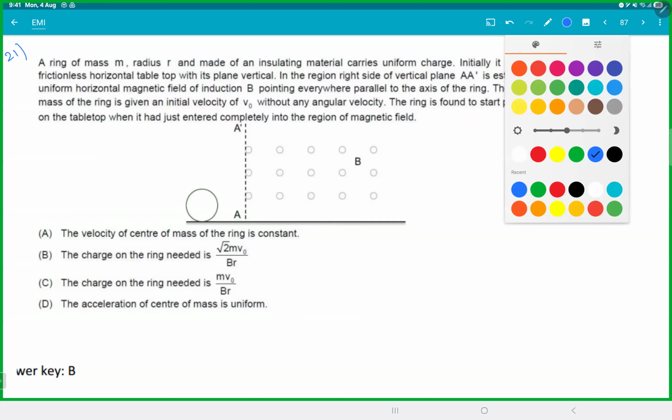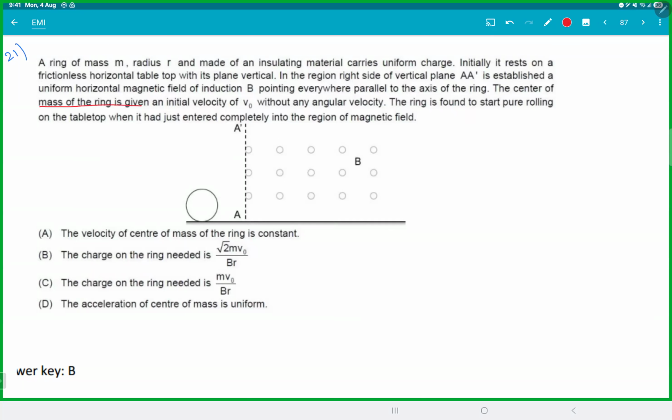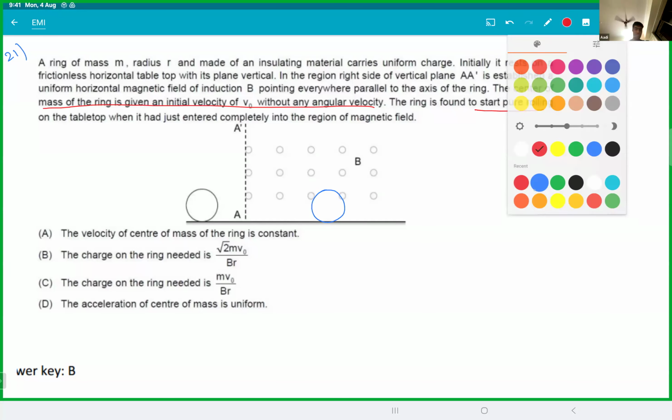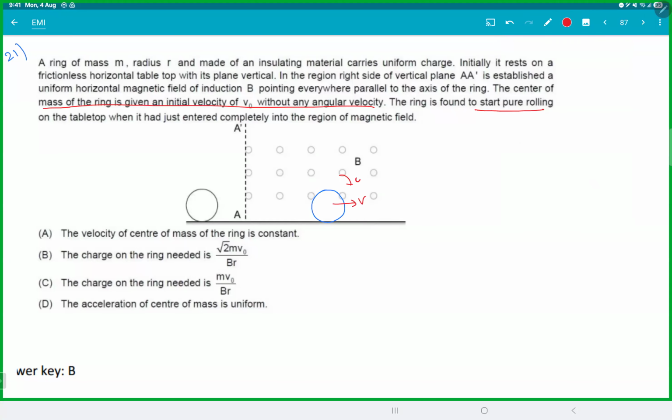I have a question though, I hope you understood. So the ring is initially given velocity V0 without any angular velocity. Once it enters, it started pure rolling. So if I had to help you with a picture, after entering, velocity becomes V and omega. Can you start with V and omega? Let's find V and omega. Then see if you can get any ideas. Because the problem is, this is not a cylindrical magnetic field region. So you can't use any standard formulas that are derived.